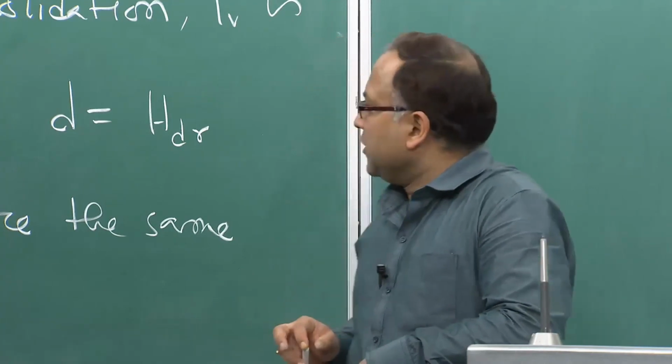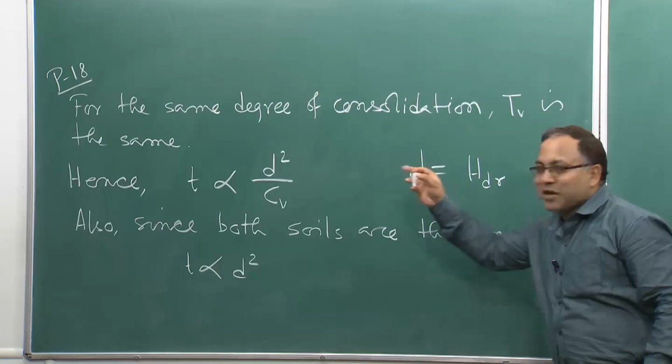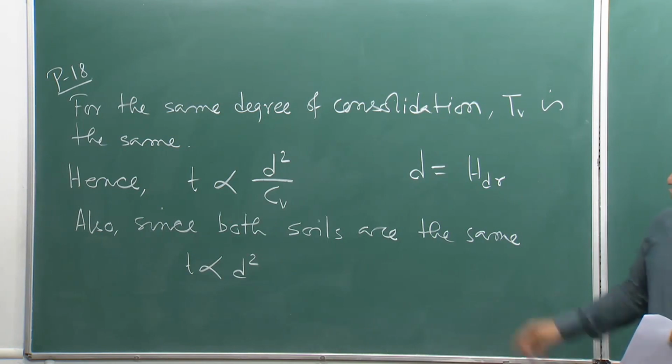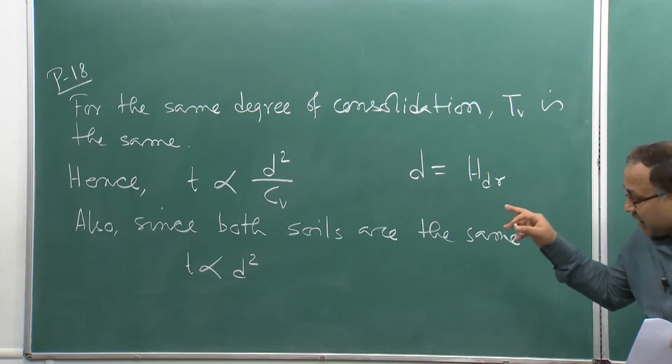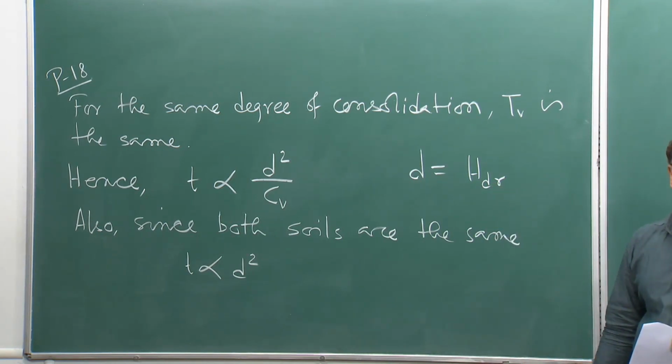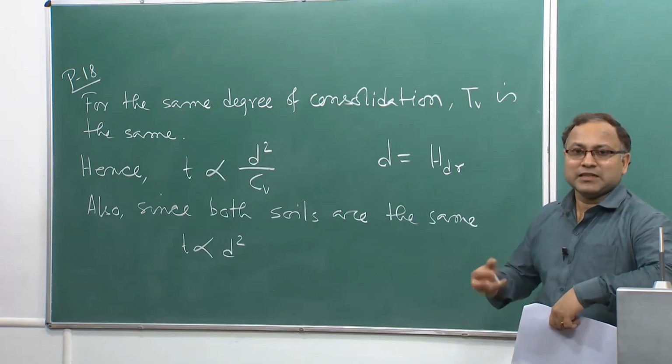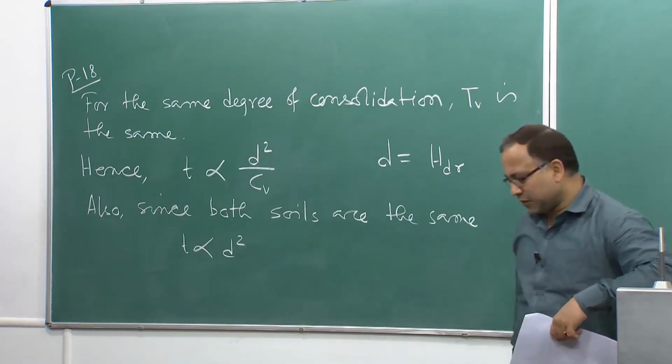Please try to understand. So, instead of writing HDR, I am writing d. Anyway, so the T is directly proportional to d square. d square means it is dependent on the drainage path, right.